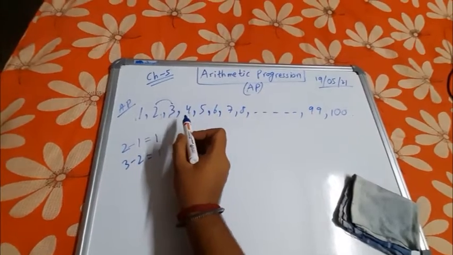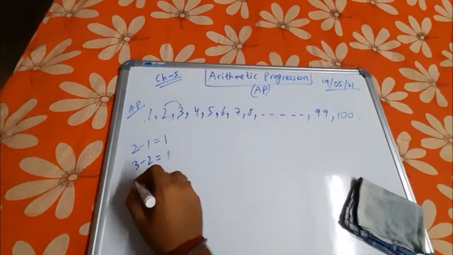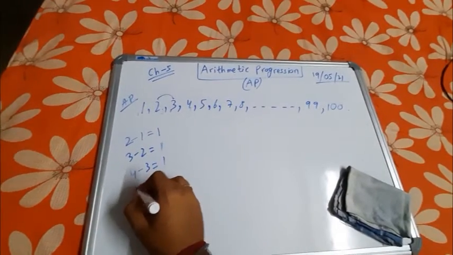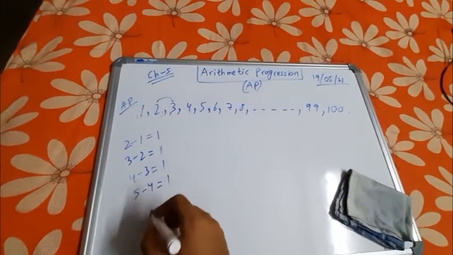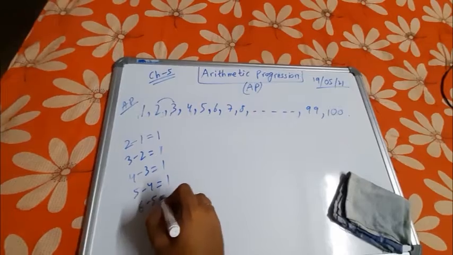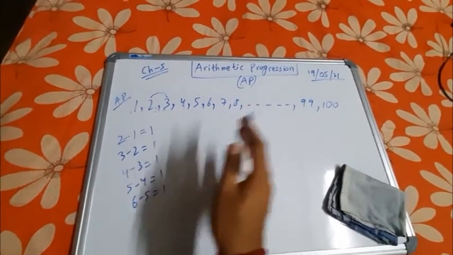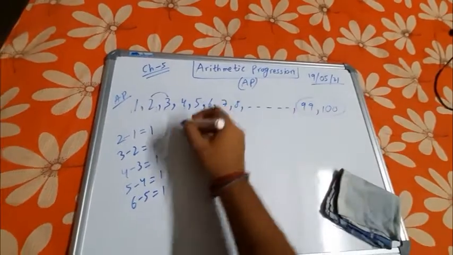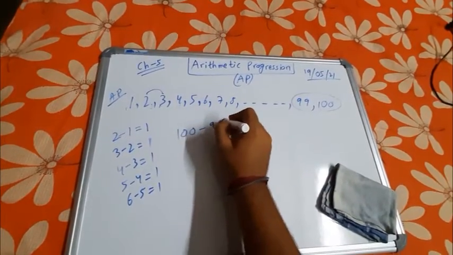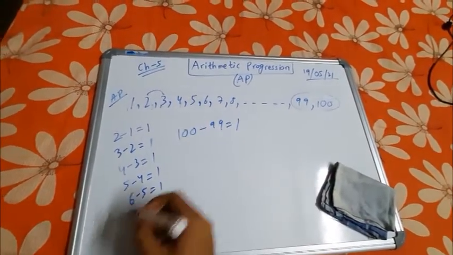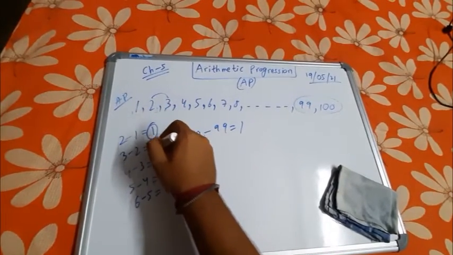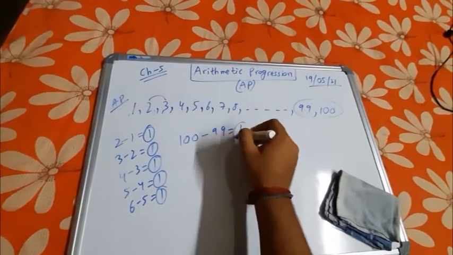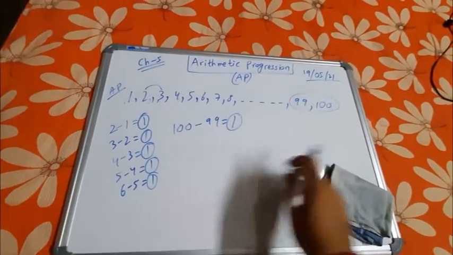Now 4 minus 3 also gives us 1. Now 5 minus 4 also gives us 1. Now 6 minus 5 also gives us 1. You can do it hundreds of times for the whole series. I am just showing you the last two terms also: 100 minus 99 again comes 1. Notice all the differences between the consecutive terms are coming as only 1.